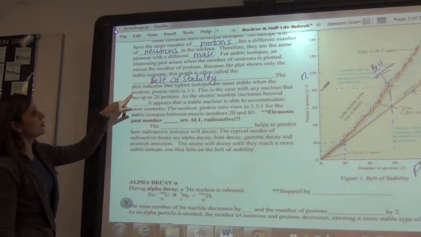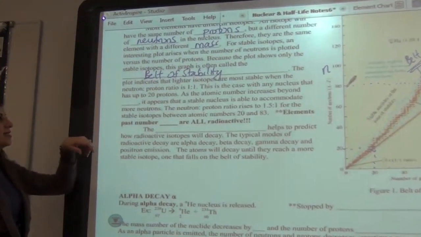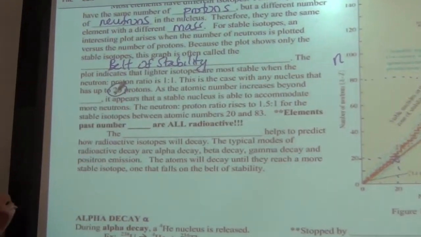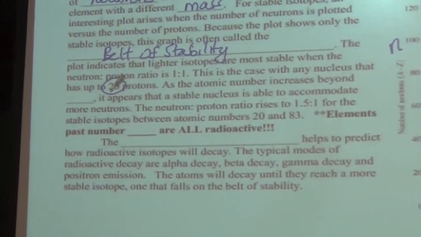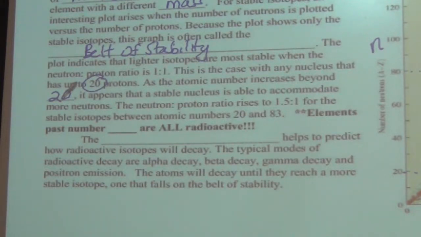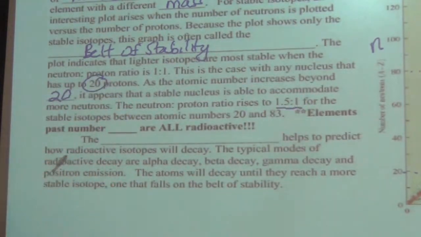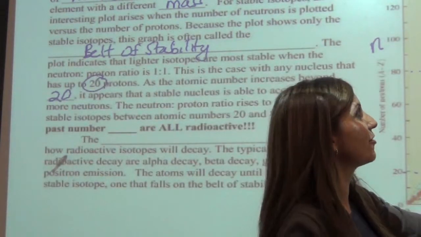So it says the neutron to proton ratio is 1 to 1 for the lighter isotopes. This is the case with any nucleus that has up to 20 protons. As the atomic number increases beyond 20, it appears that a stable nucleus is able to accommodate more neutrons. The neutron to proton ratio rises, so now it's closer to 1.5 to 1 for the stable isotopes between 20 and 83. What do you notice after element number 83?